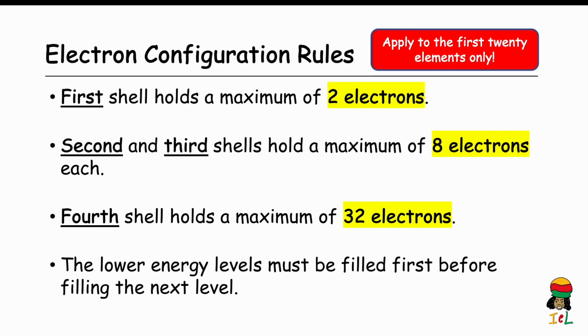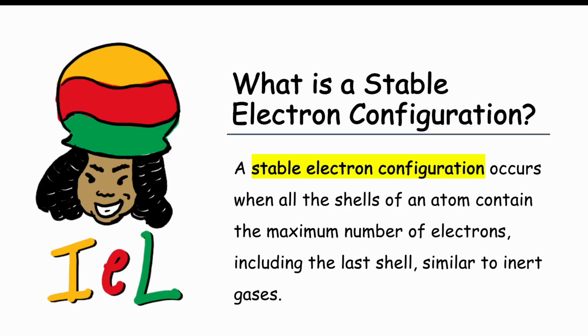In other words, the first shell must have its maximum of 2 electrons before you can start putting electrons on the second shell. And the second shell must have its maximum of 8 electrons before electrons start entering the third shell, and so on. Now that we know how electrons are arranged on an atom, it's important to find out what a stable arrangement, or a stable electron configuration, means.